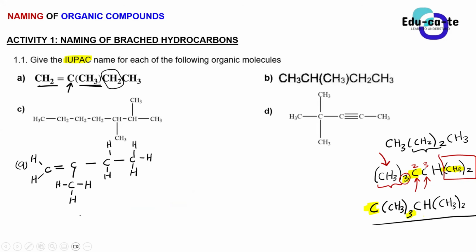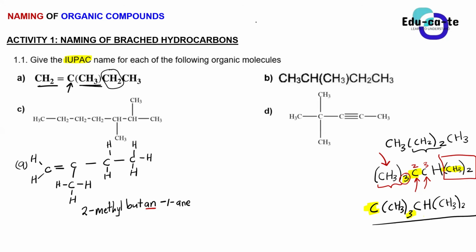Okay, so it's going to be 2 dash methyl butane, dash 1 dash ene, like this.